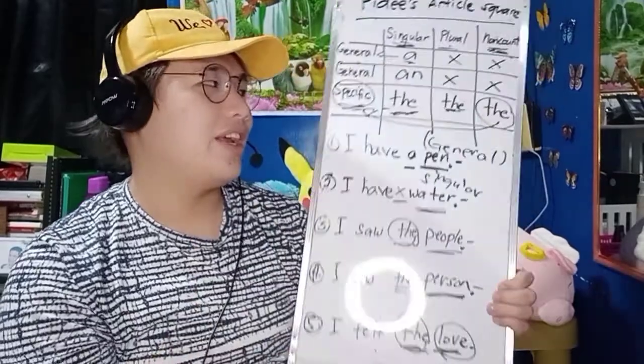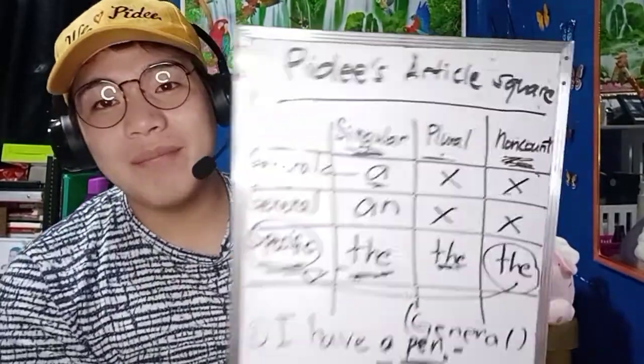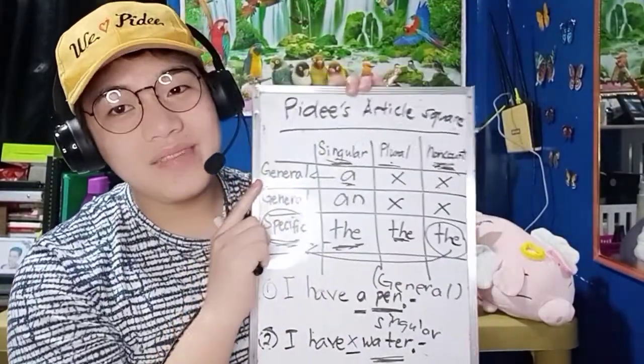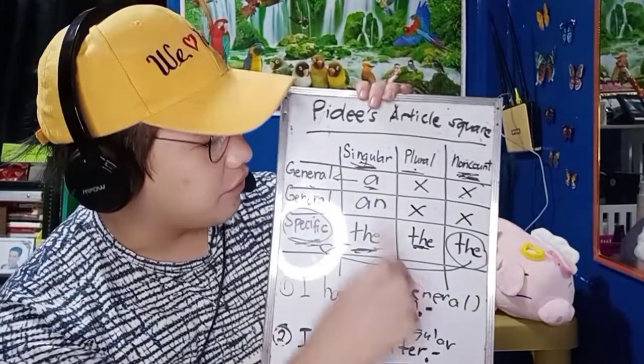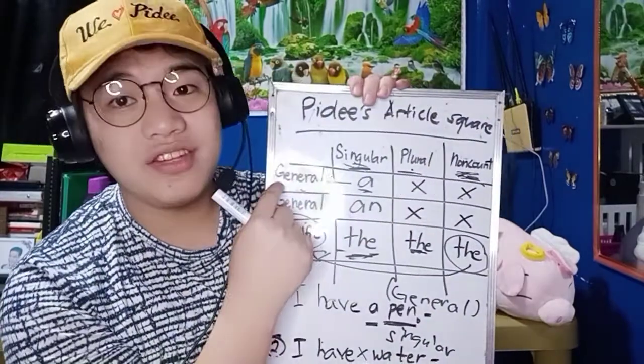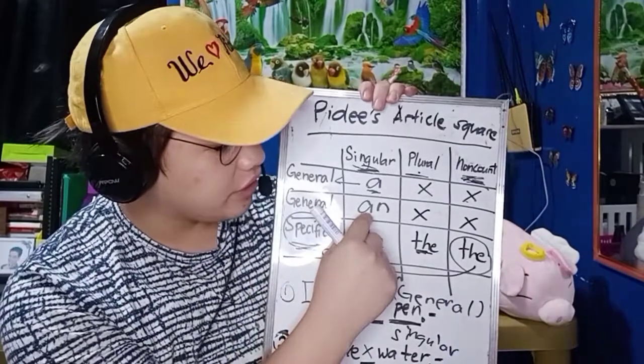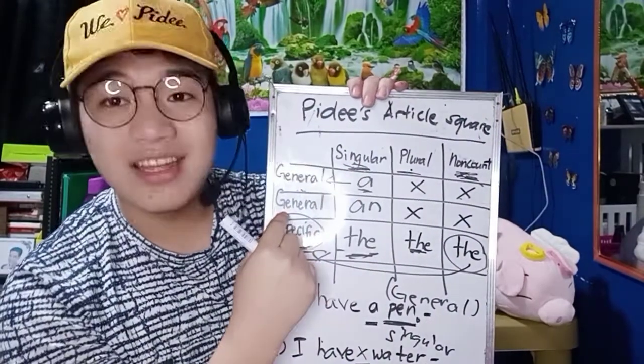Alright, so again, guys, introducing to you the PD's article square. It works like the multiplication table. For example, no article, it means general. With an article the, it means specific. If we use article an for singular, it means general.